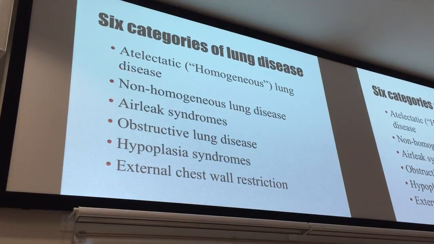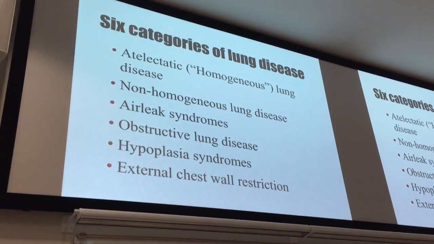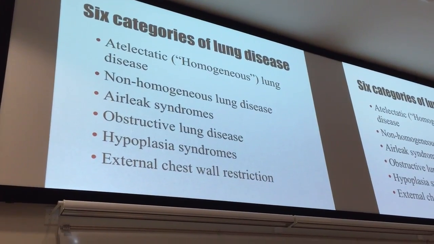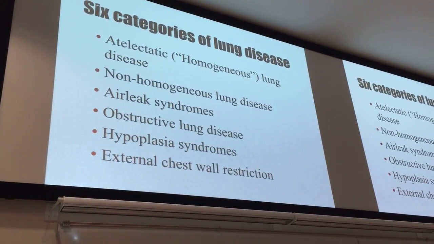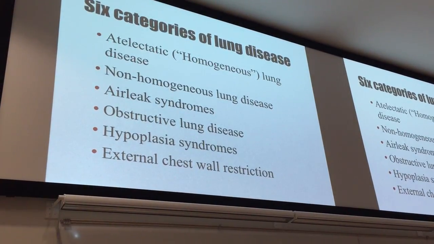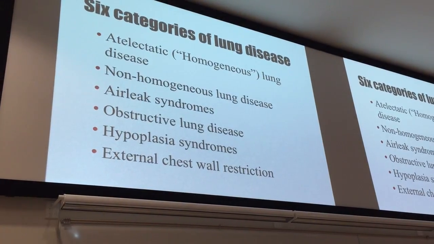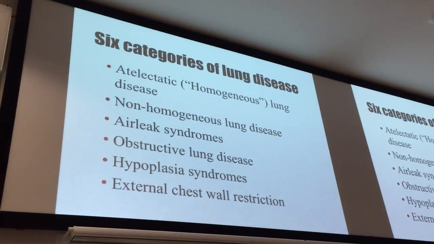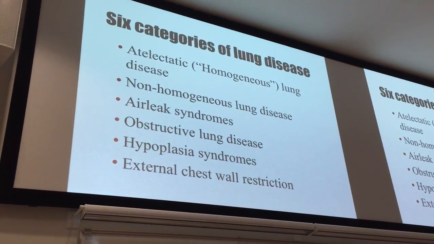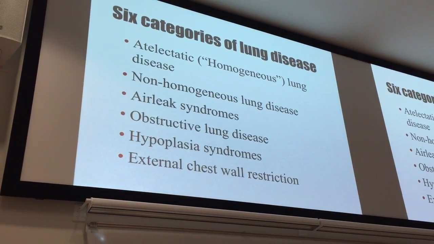So there is this atelectatic lung disease. People call it homogeneous. It can be made homogeneous, but it doesn't start out homogeneous, as I'll point out in a moment. Then there is the so-called non-homogeneous, and the prototype, of course, is RDS. Non-homogeneous lung disease, things like recurrent aspiration, bronchopulmonary dysplasia, we all know what that means. They're very multi-compartmental. Then, of course, there are the air leak syndromes, which typically coexist with other things.